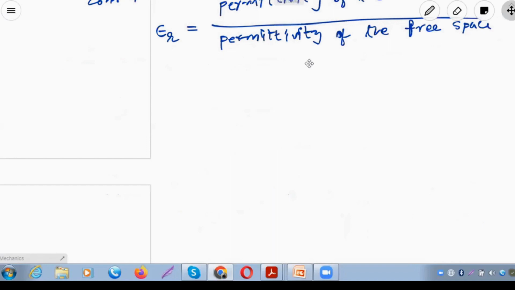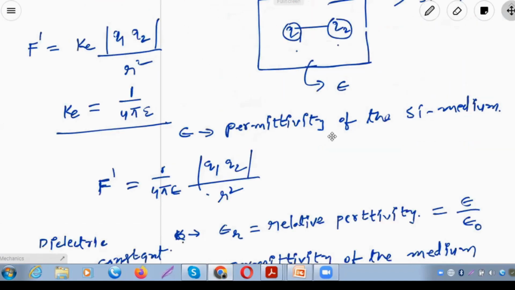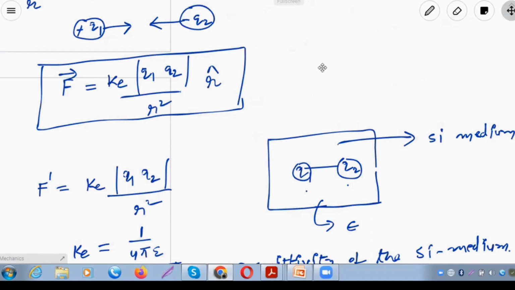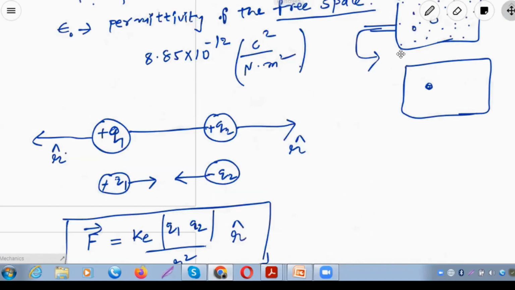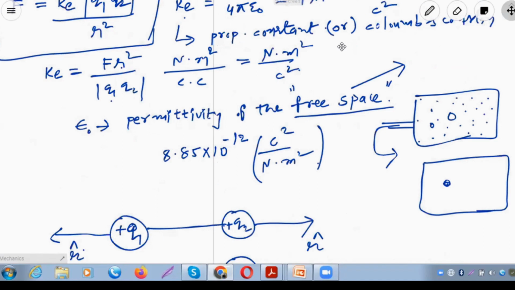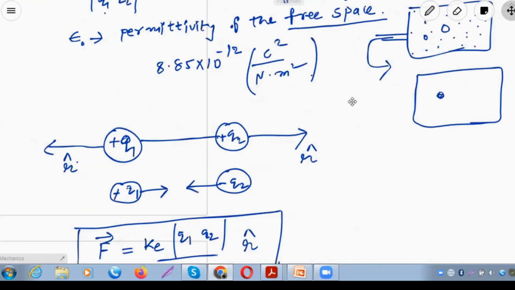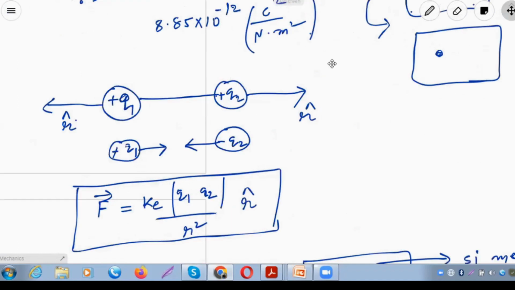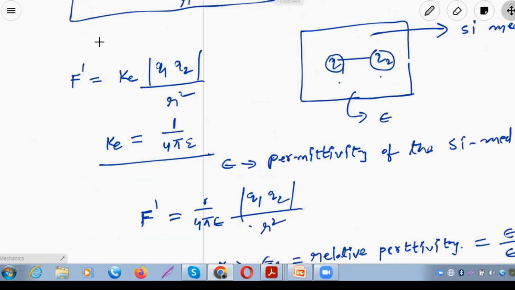So we differentiated the Coulomb's law in free space and in a medium. When you place the two charges in free space, this is the Coulomb's law. When you place the two charges in a medium like silicon, the Coulomb's law is like this. The only thing is you need to replace epsilon naught with epsilon, right? Yes, sir.